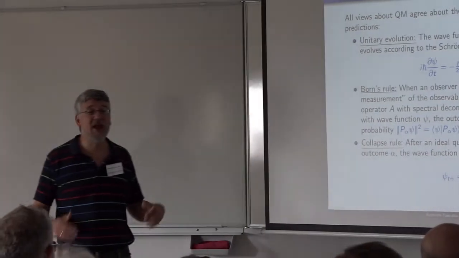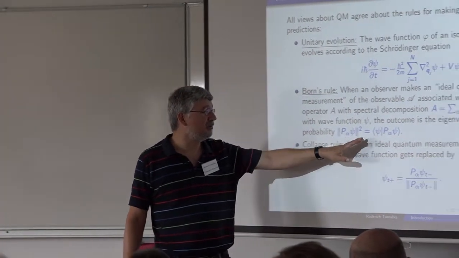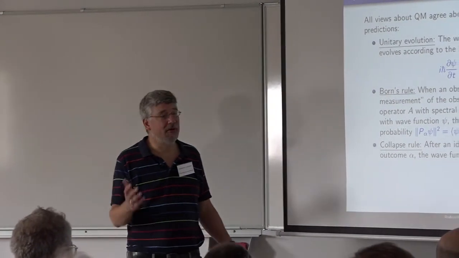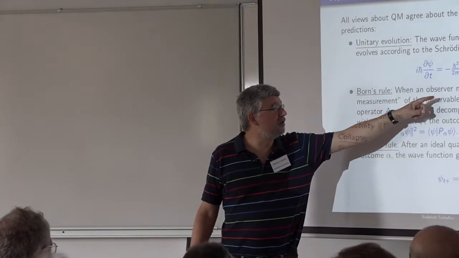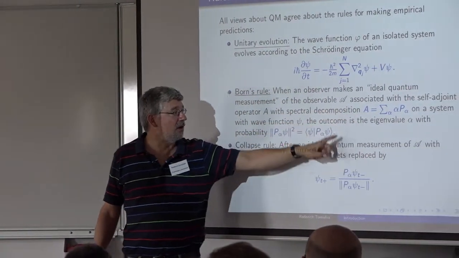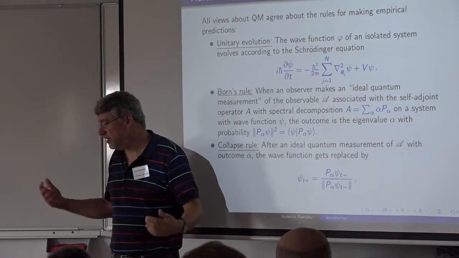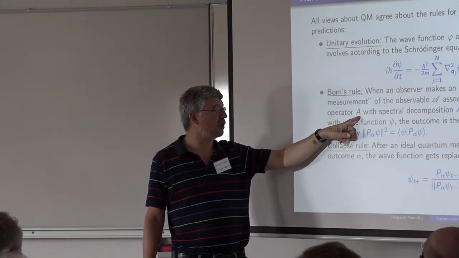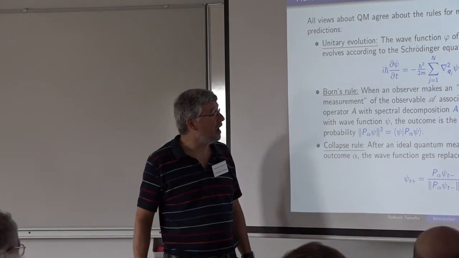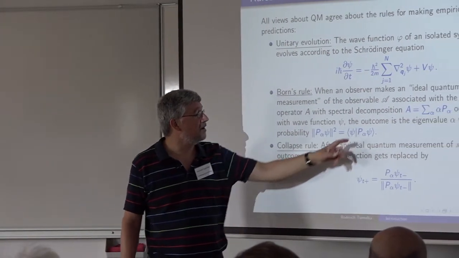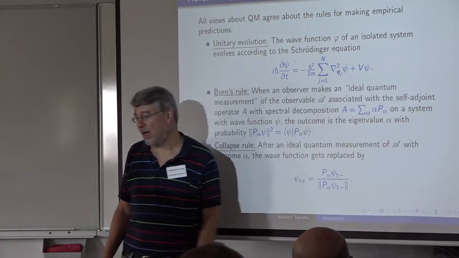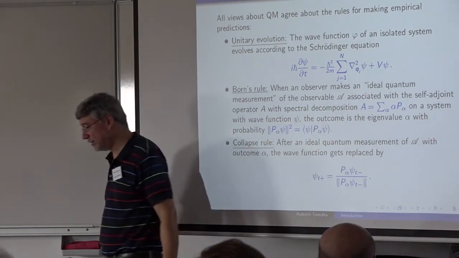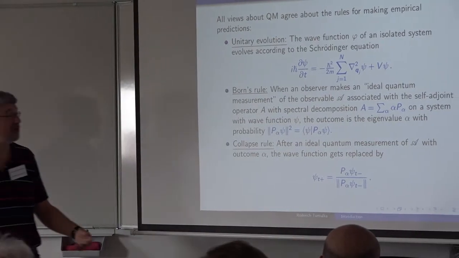Now, at some point, suppose an observer makes a quantum measurement, or here for defining it, let me call it an ideal quantum measurement, because you could also consider imperfect measurements. Suppose an observer makes an ideal quantum measurement of an observable, which I call script A. These quantum observables are associated with self-adjoint operators on the Hilbert space. So here I wrote A for this operator. Let's say this operator can be written in this way in its spectral decomposition. Here alpha means eigenvalues of the operator A. The sum is over all eigenvalues.